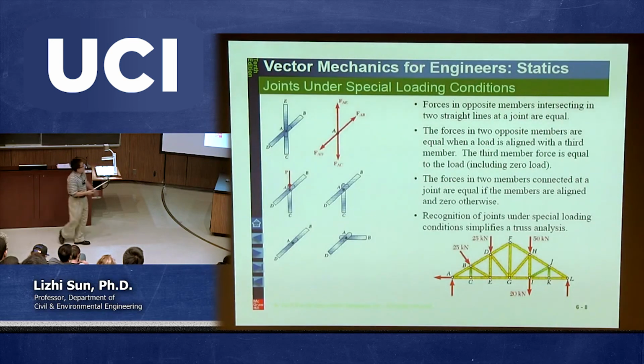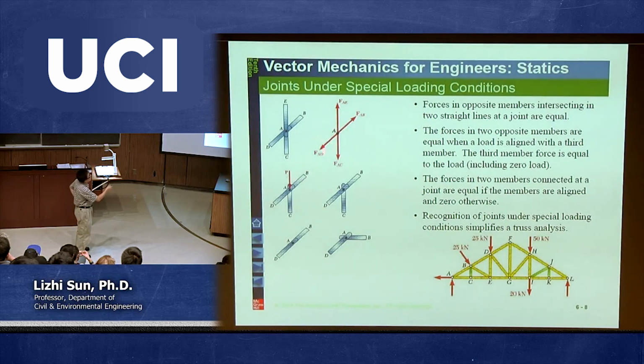Okay, there are some special cases. For example, we have 4 members connected, 2 of them in one direction, 2 of them in the other direction. And the conclusion is these 2 forces must be equal to each other. Similarly, you have 3 members connected with another additional force acting at point A. These 2 force members form a certain direction. We get the same conclusion. I will come back to talk about these special cases.